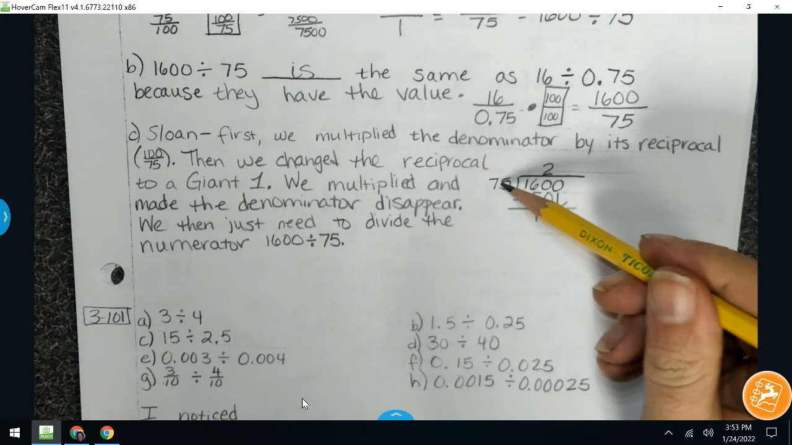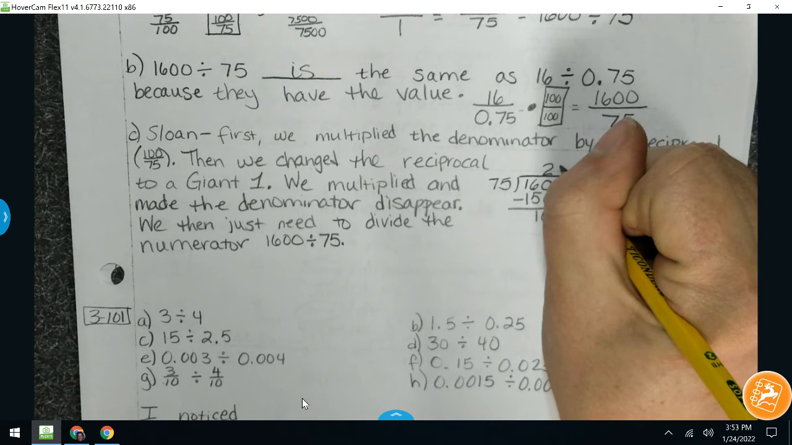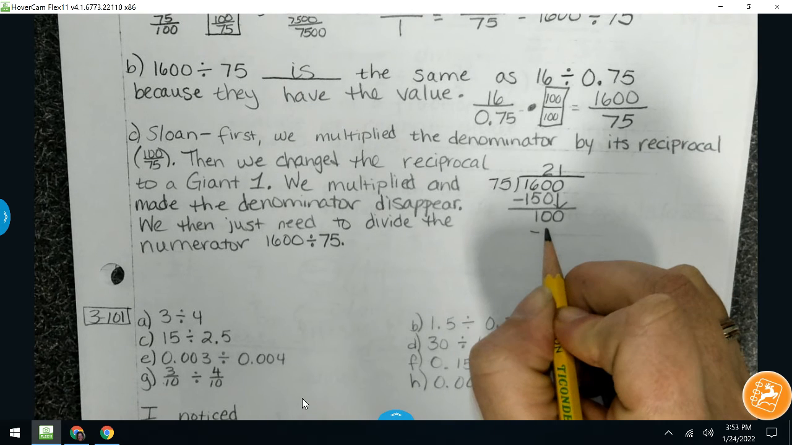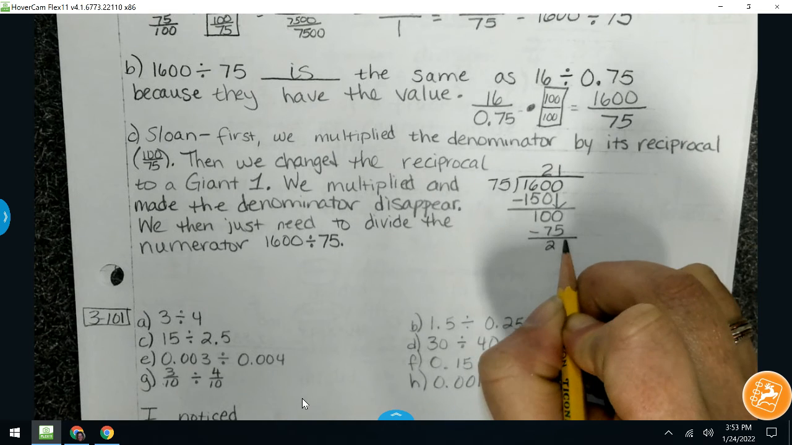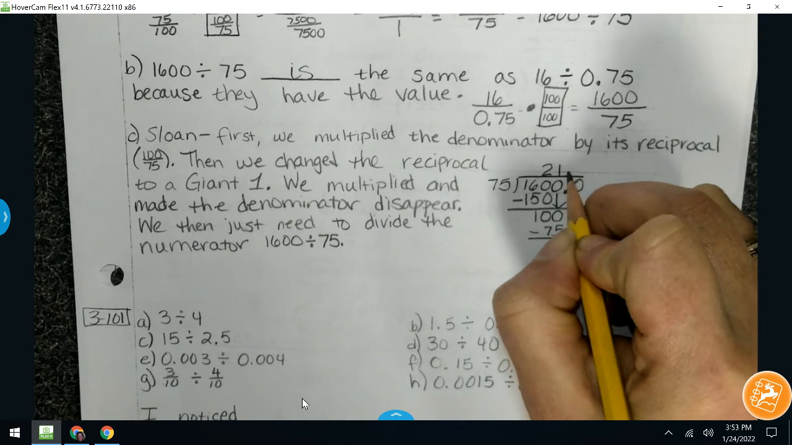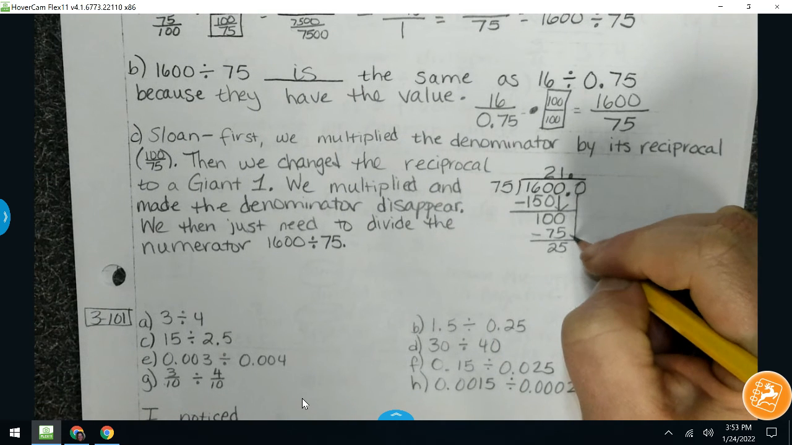So how many 75 cents is there in $1? There's just 1. So 1 times 75 is 75. I subtract and I get 25. Now I'm going to put my decimal. I need to do it for both. I'm going to bring this 0 down. So now I have 250.